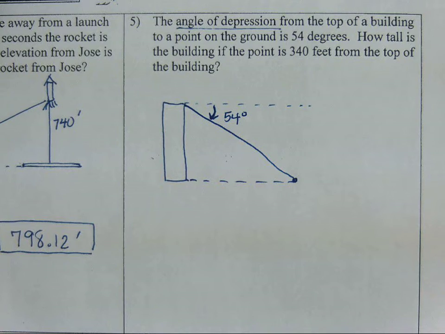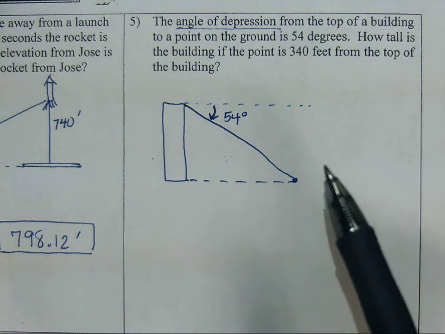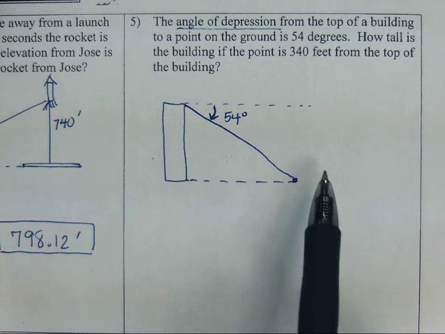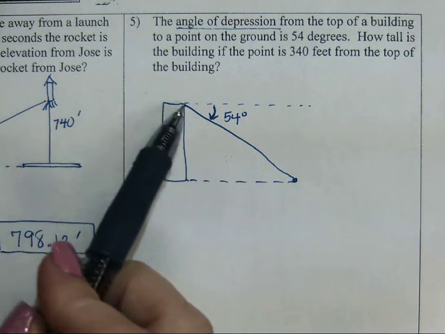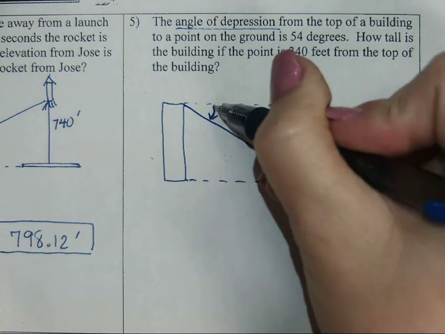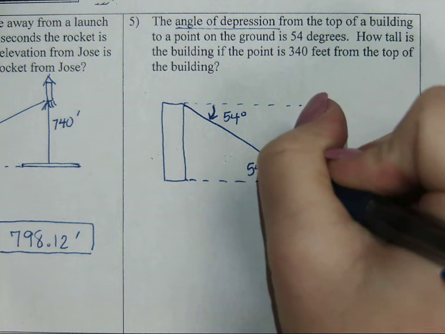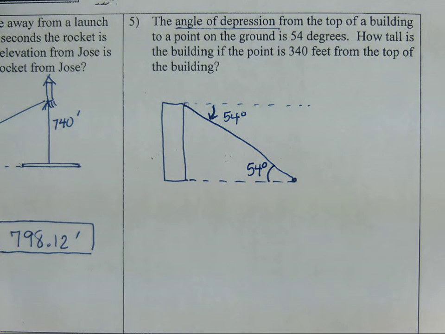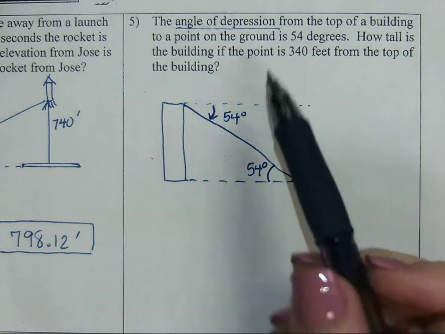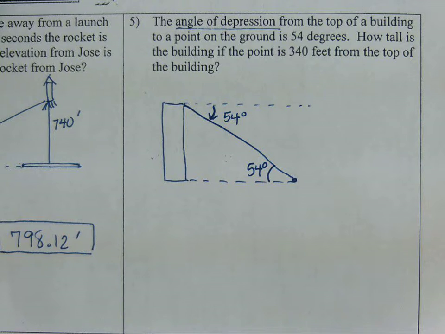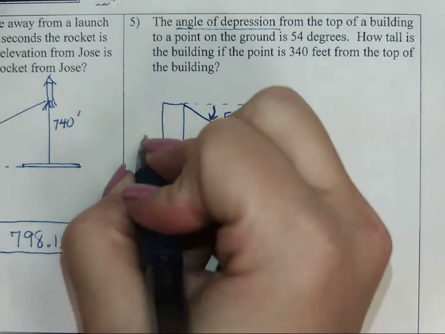Now you have something in geometry which talks about alternate interior angles. When you have two parallel lines like this, and you cut through them, we call it a transversal. Whatever angle is on this side is the same measurement as the angle on this side. And so I can label that portion also 54 degrees. But it's important that when you're talking about angles of elevation and depression, you first label which one they are referring to, and then you can use other geometry to label other angles. It says, how tall is the building?